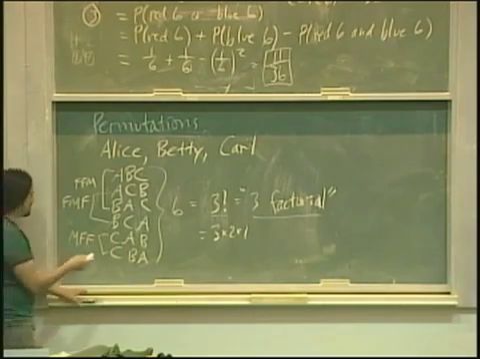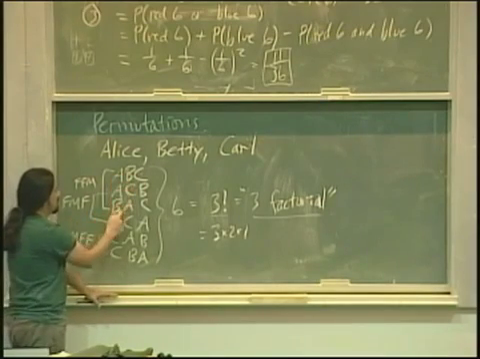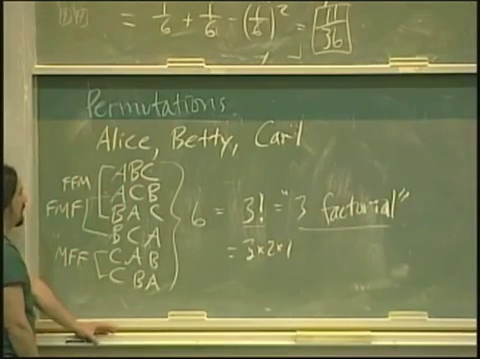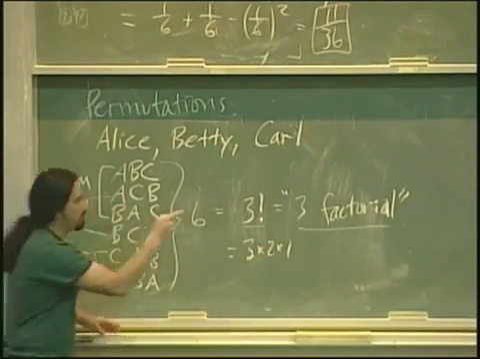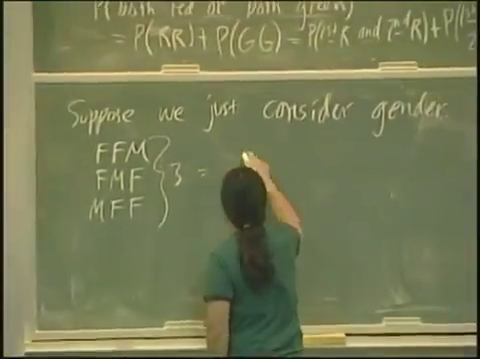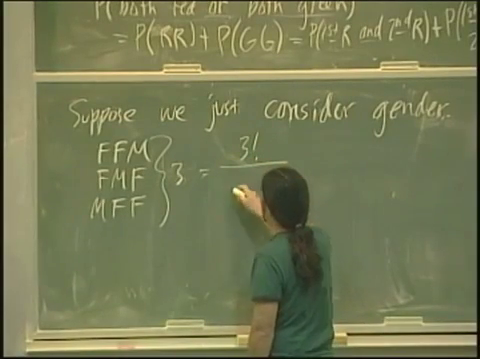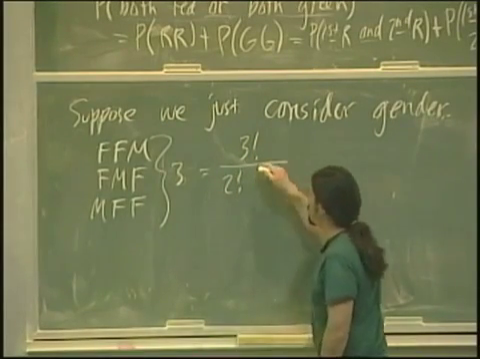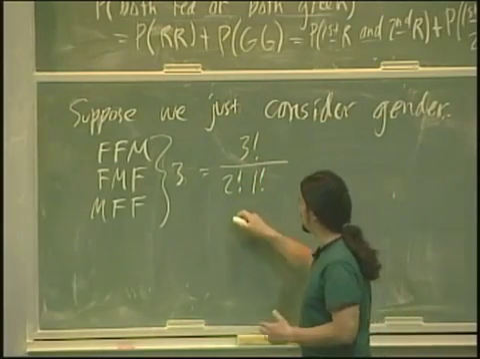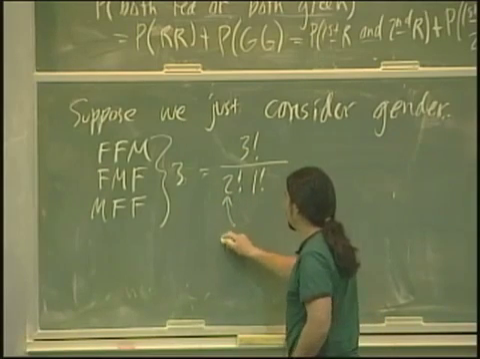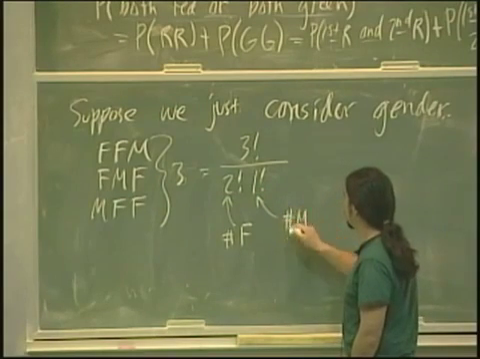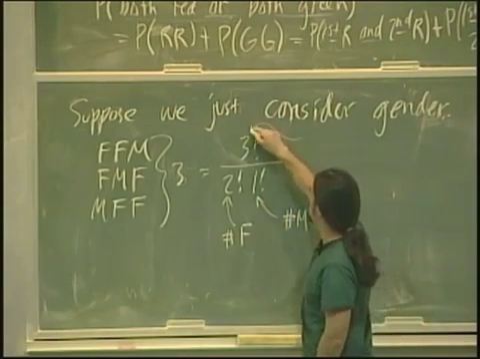So there's this relationship that the ABC and the BAC kind of collapse into one thing when I just consider gender. One way to think about the number of ways that this could happen, I mean, it's 3, we can just count it. But this is equal to 3 factorial divided by 2 factorial. And I'm going to stick a 1 factorial here. 1 factorial is just 1. But I want to think about this 2 as representing the number of females, and this 1 represents the number of males. And this on top represents the number of people.